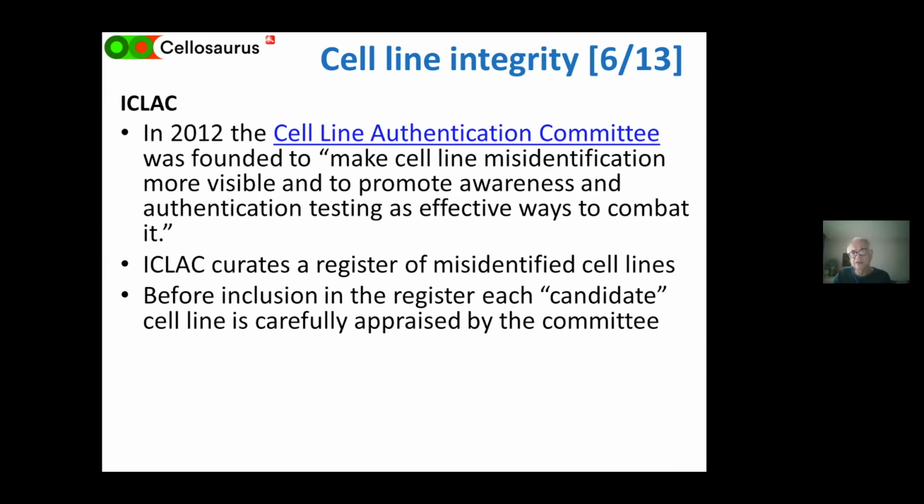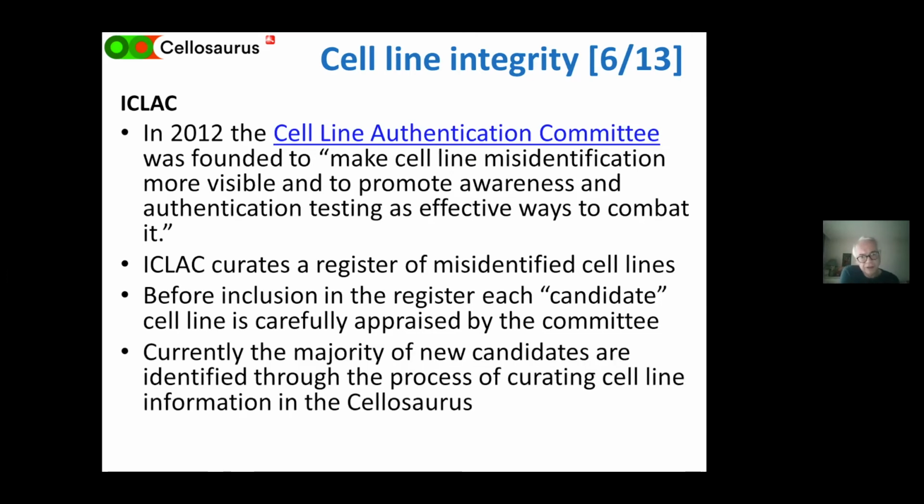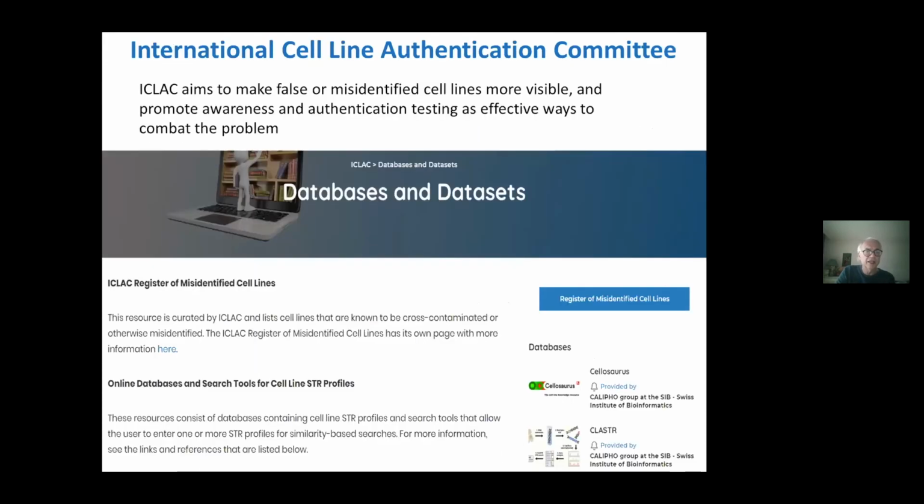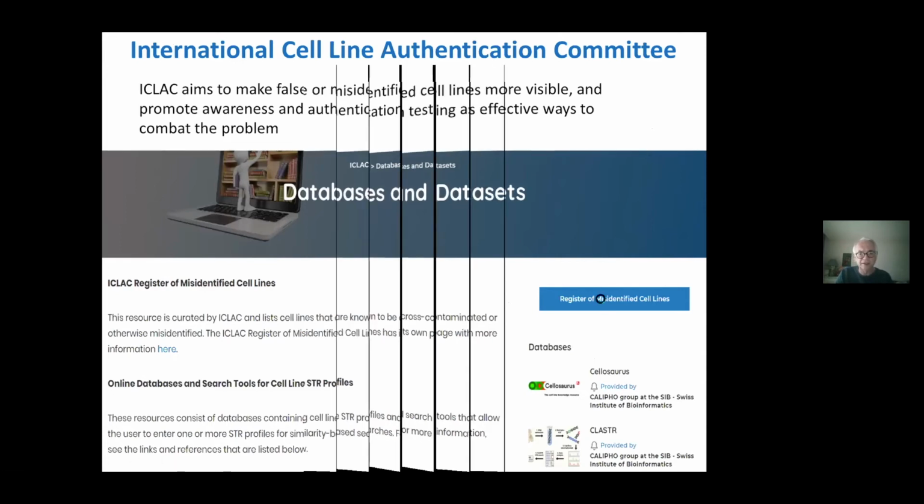So it's two tables, I won't go into detail. One is cell lines which are misidentified and there is no real original stock of the cell line left. The other is where some stocks are contaminated, but the original stock still exists. I'm not going to go into those details right now. Currently, I could say the majority of new candidates are identified through the process of creating the cell line information resource Cellosaurus, because we just happen to find or become aware of a lot of those issues. You can go to ICLAC, look at the different data sets and look at the register of misidentified cell lines.